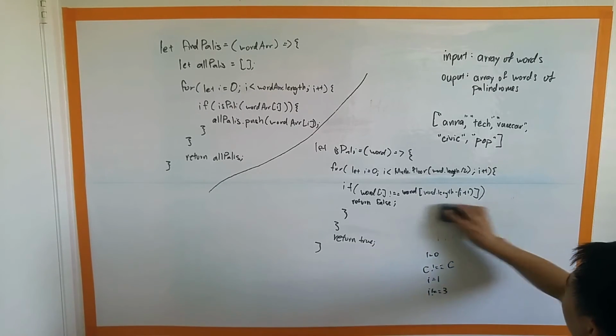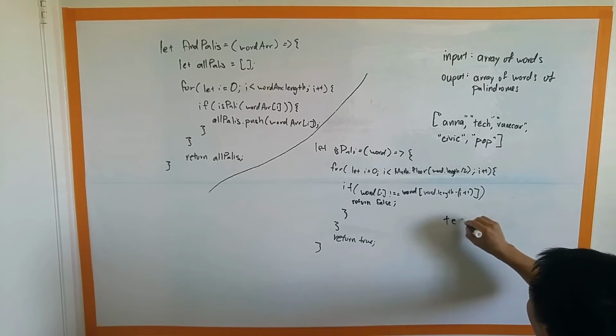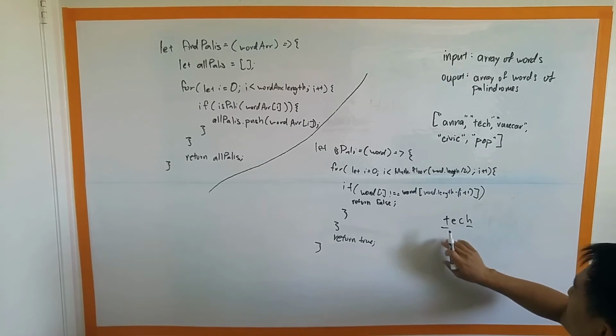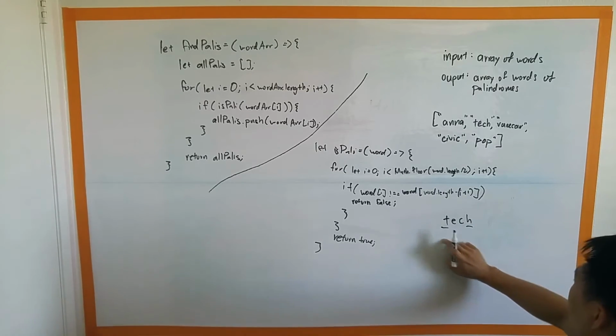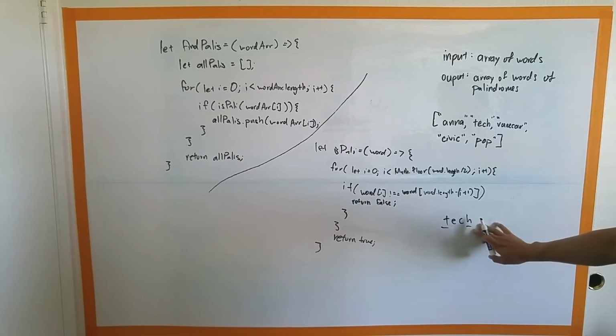Let's quickly check it for Tech. And this is going to be a lot faster, because we're going to be checking that letter against that letter. If you can trust me that it will look at both ends, we already know that it's not going to work out, so we'll return false for a word such as Tech.